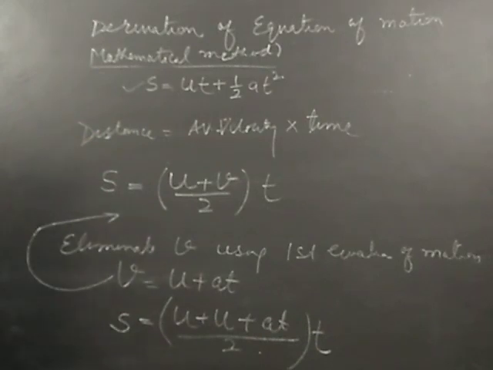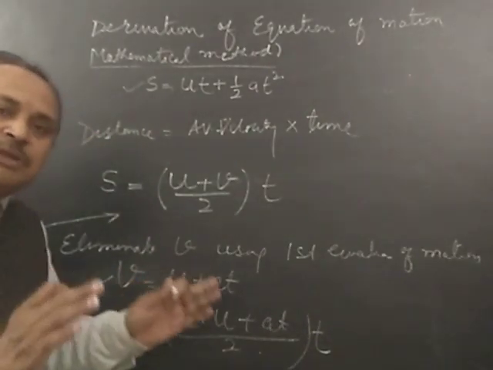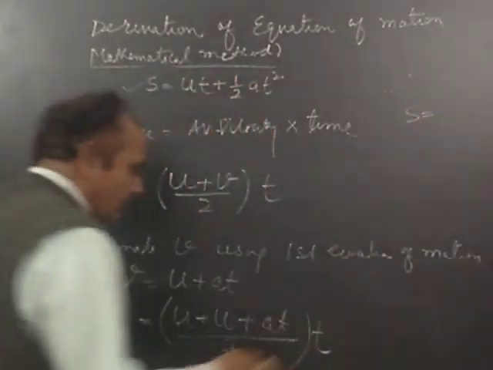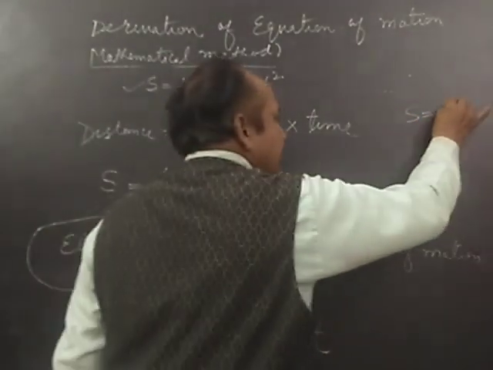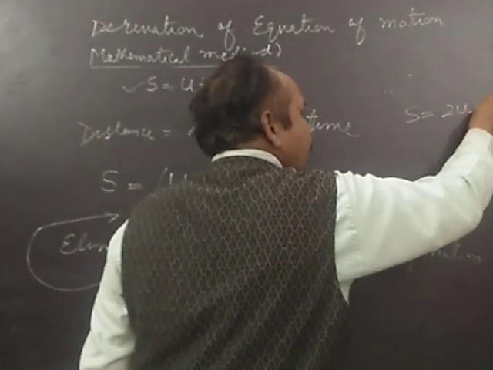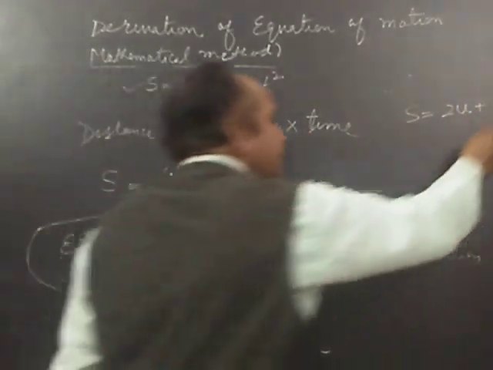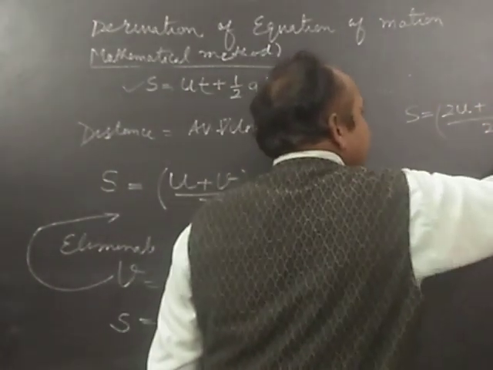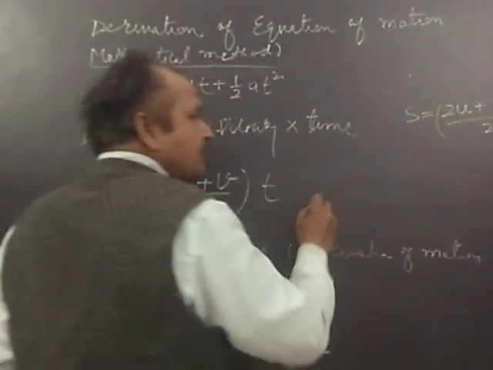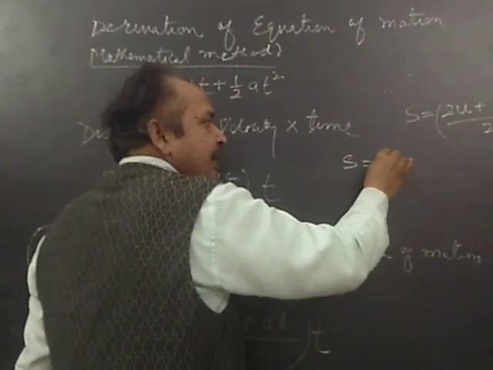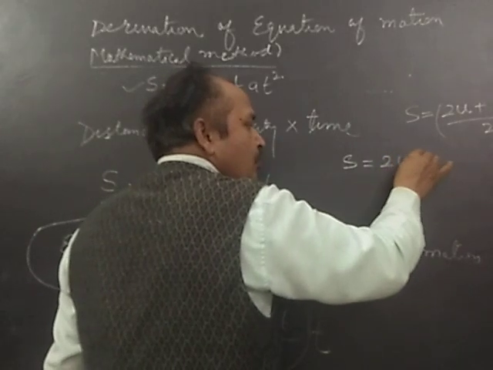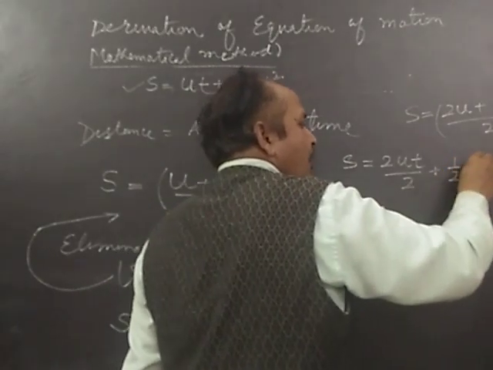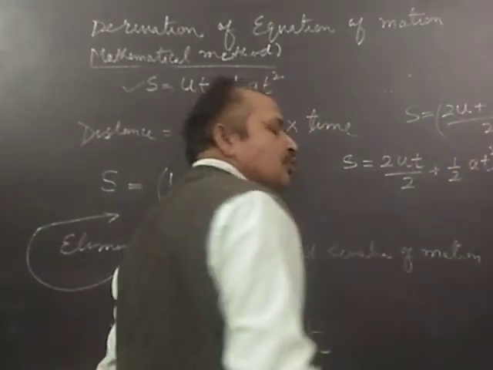Rest is simple mathematics, and that will become S is equal to u plus u, it is 2u plus at by 2 multiplied by t. Now you can multiply with t also. So what you will be getting? S is equal to ut by 2 plus half of at square.